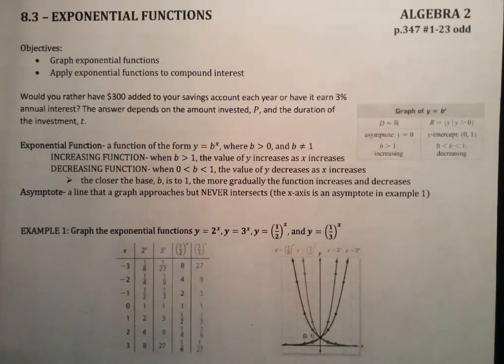My pen is not working, so let's try again. Okay, and we would call this a parent function as well when we get a little further on. It says where b is greater than 0 and b is not equal to 1. So we never want b equal to 1 in these. What do you notice about this exponential function?